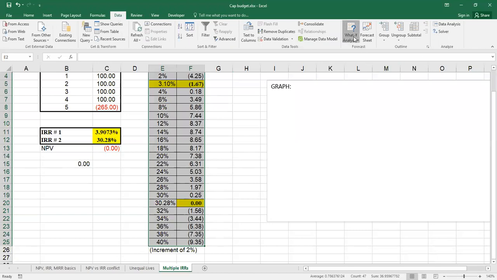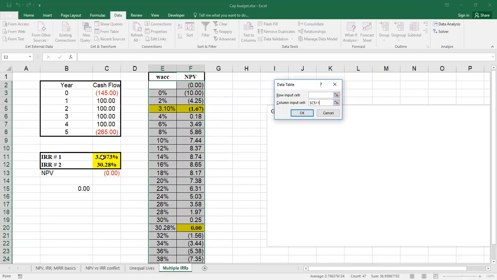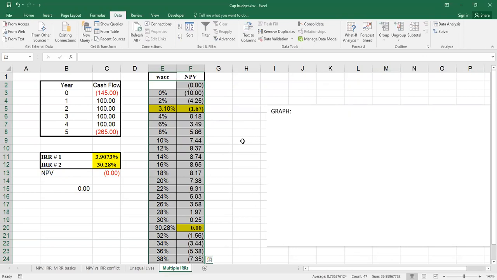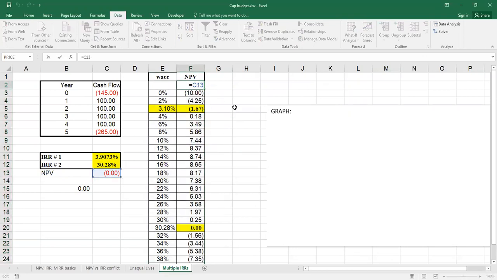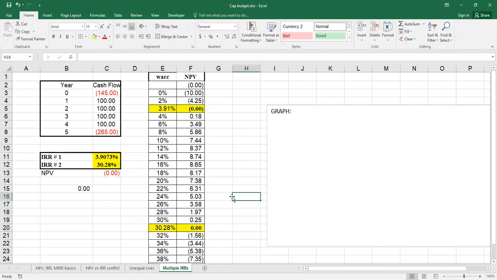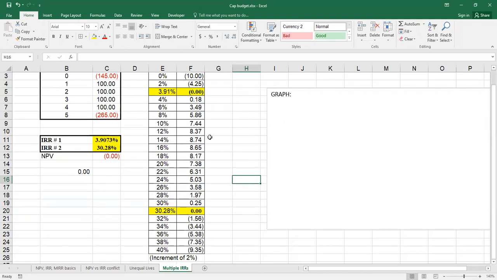Data, what-if analysis, data table, column. Hindi pa rin. Bakit? C13, tama. 3.10 ba ito kanina? 3.9. Tama, 3.9073. Oh, mali ito, 3.9 pala. 3.9073. Yan, tama na. Zero na siya. Okay? So yes, we have these two IRRs na sabi natin na zero yung net present value niyan. Kasi by definition, at IRR, the net present value is equal to zero.